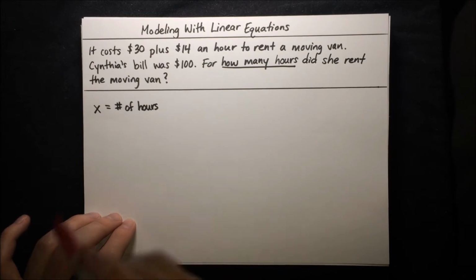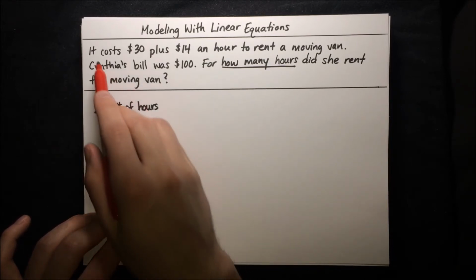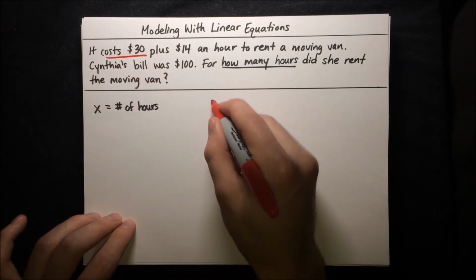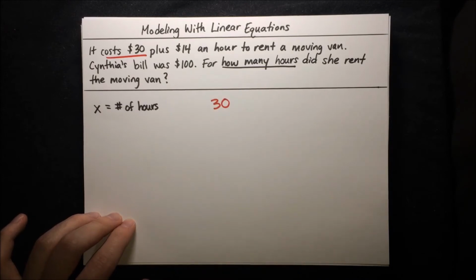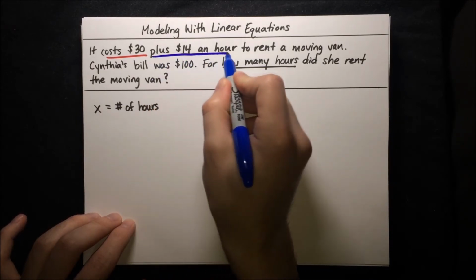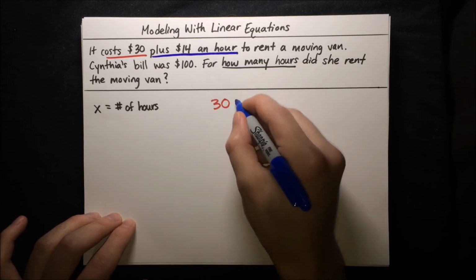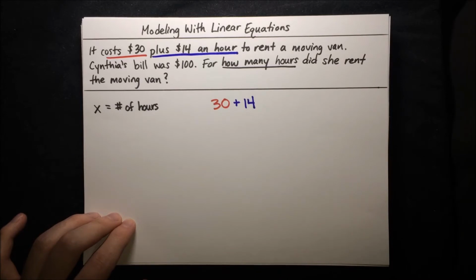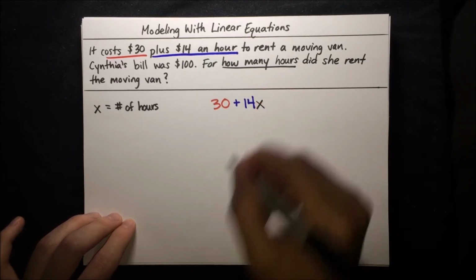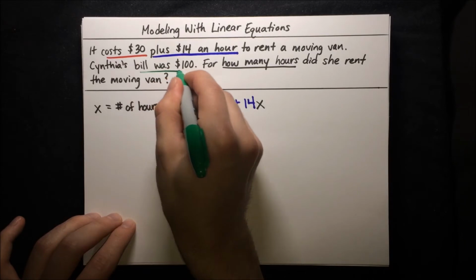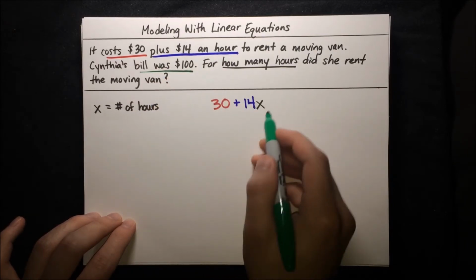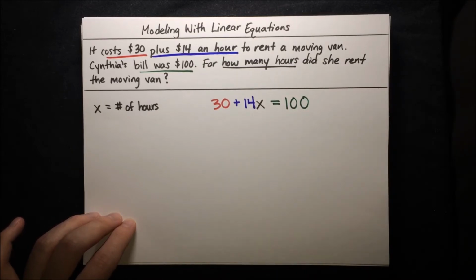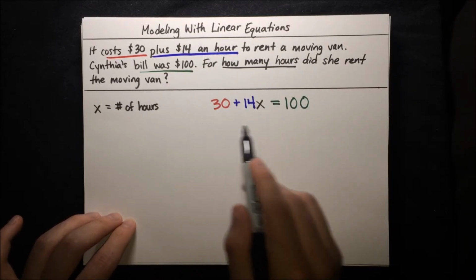Now let's set up our equation that we can use to solve for x. First of all, we're told that it costs $30. So let's put that in our equation. We're starting with $30 of the price. Then it's plus $14 an hour. Alright, so that's plus $14 times the number of hours, and x is the number of hours, so plus 14x. Lastly, the total bill was $100, so that means this price here has to be equal to $100. And based on this information, we've got an equation that we can use to solve for x.